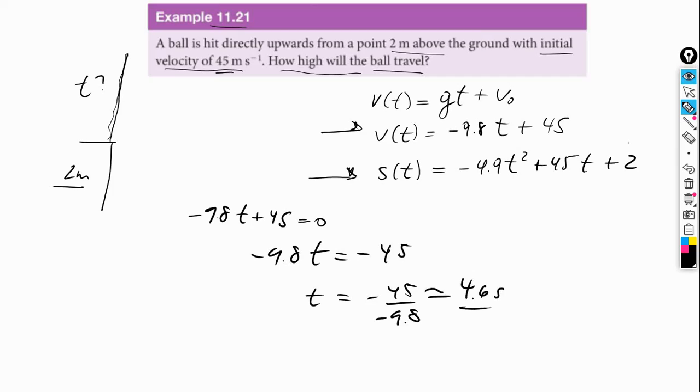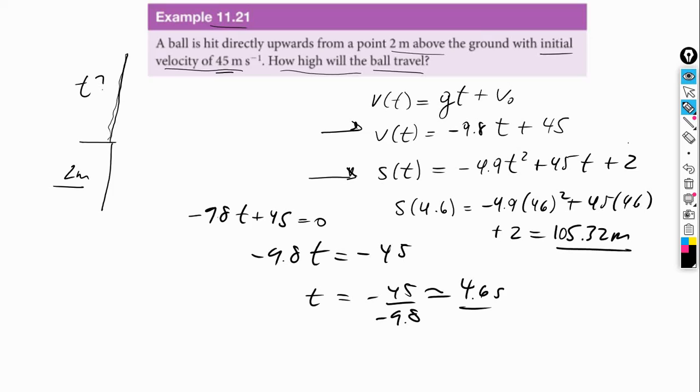So once we have the time, we can plug that into the position function. So we will do s of 4.6. That's going to be minus 4.9 times 4.6 squared plus 45 times 4.6 plus 2. And if we plug that into the calculator, it's going to give us 105.32 meters. So that means that the ball reached a height of 105.32 meters with respect to the ground.